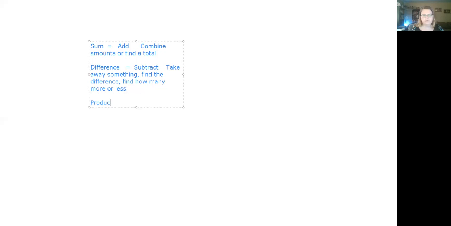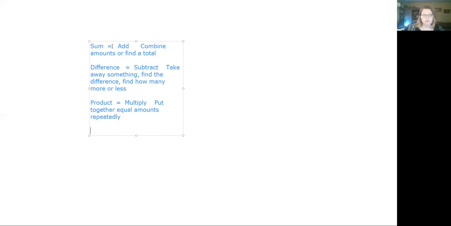Next term is product. We don't use this one very much. Product means multiply. If somebody tells you to find the product of something, that means multiply those numbers together. So we do this, for example, when we are trying to combine numbers that are the same number over and over and over again. Like if we're talking about making the same payment every month. So it's when we're putting together equal amounts repeatedly. Amounts would help if I could spell correctly, right?